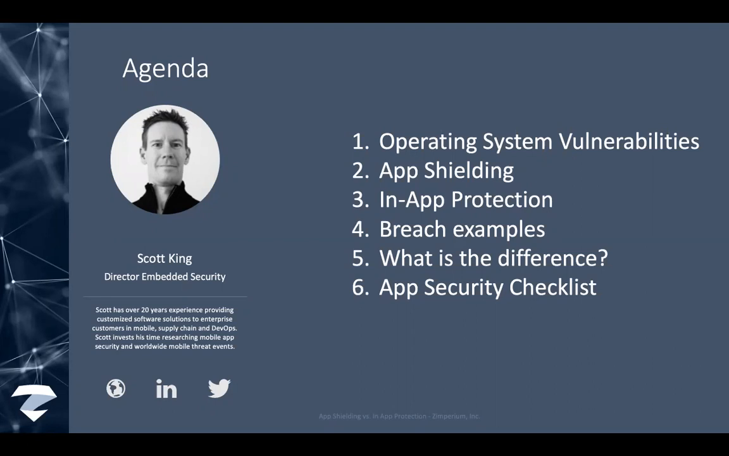We get a lot of questions about the differences, how we are building apps, how we are securing apps, what's going on in the market with operating systems, and really what the difference is between app shielding and in-app protection. So I want to go a little bit into the operating system vulnerabilities and some of the research that our Z-Labs team has put together to show some trends. We'll talk about app shielding and what it is and what it protects. We'll talk about in-app protection, show you some examples of apps that are on millions of devices, how they were breached, what happened. We'll talk about some of the differences, and then I'll give you a checklist at the end of the webinar to make sure that you're looking at all the different vulnerabilities and threat vectors in your app.